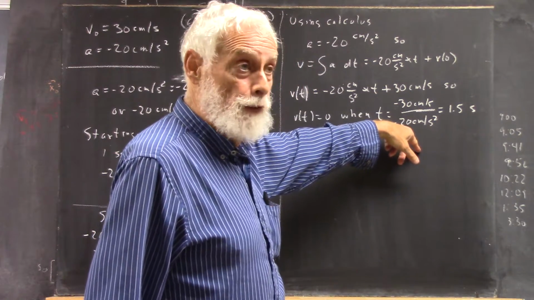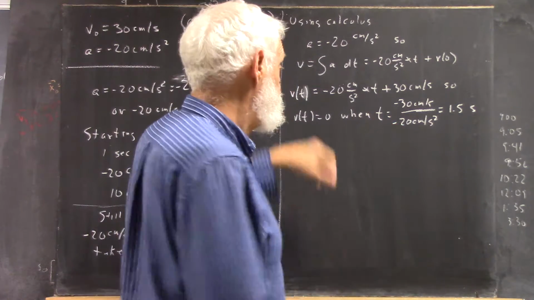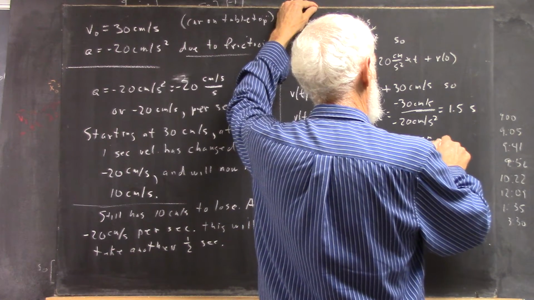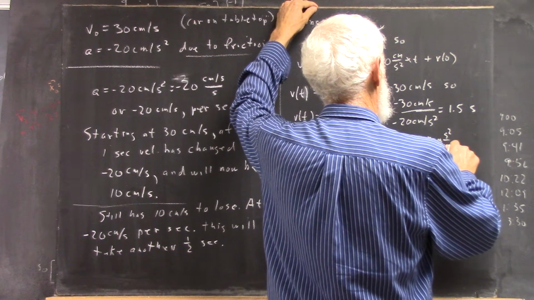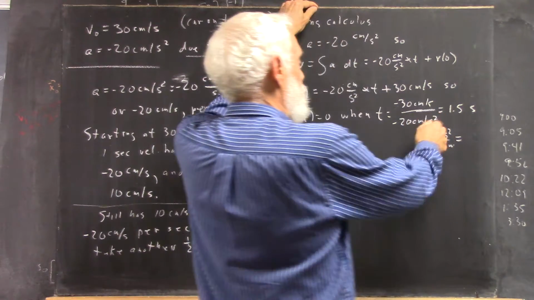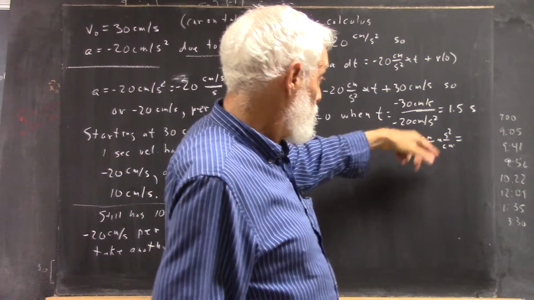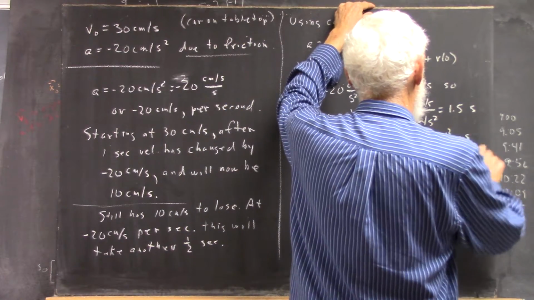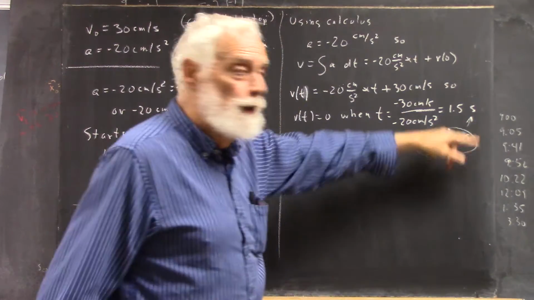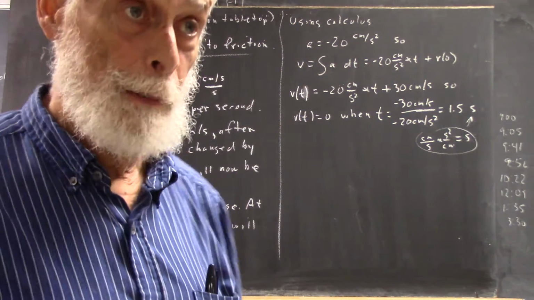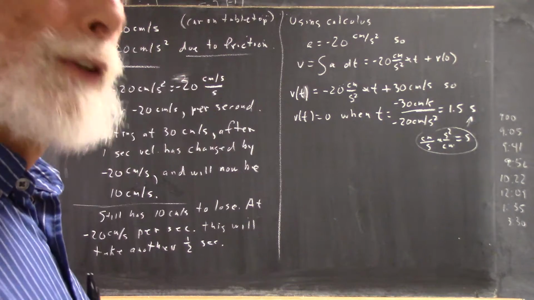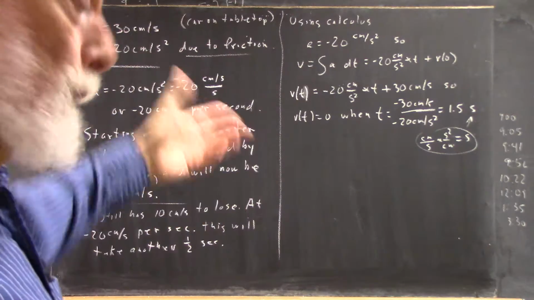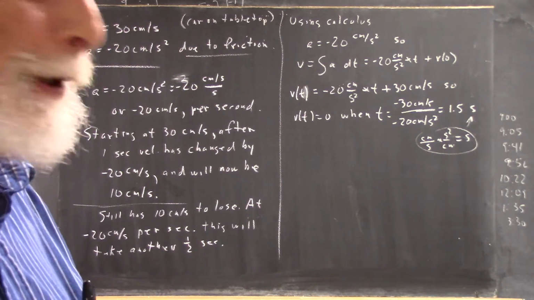Centimeters per second divided by centimeters per second squared. Dividing by a fraction, we get centimeters over seconds times seconds squared over centimeters, which equals seconds. And that's why this comes out in seconds. Okay? So right there's a picture. Now, if we have questions about position, we can easily answer them by integrating the velocity function, right?